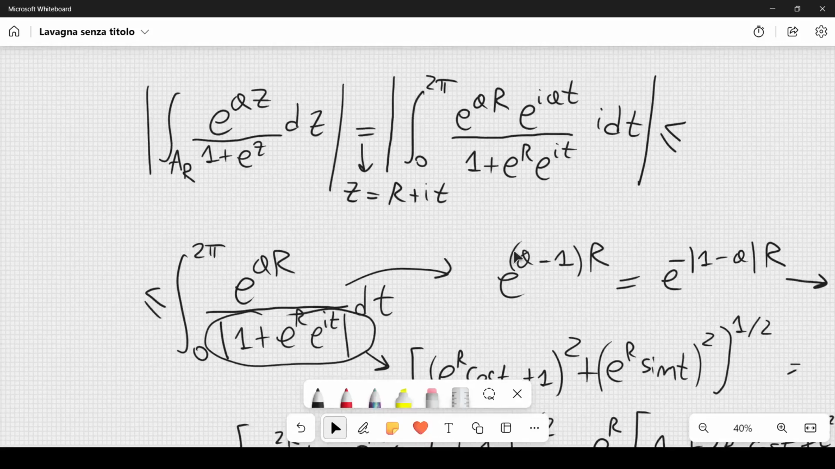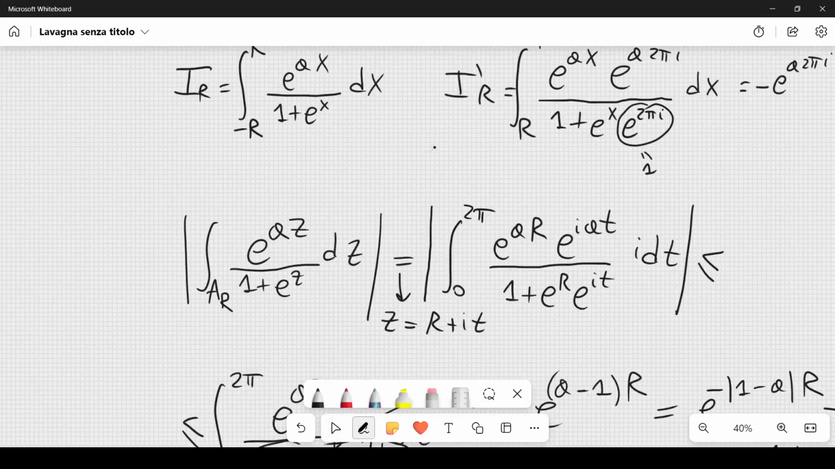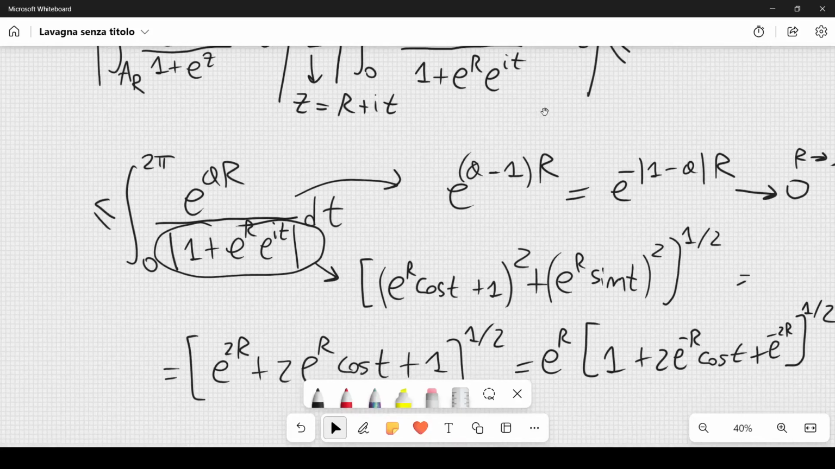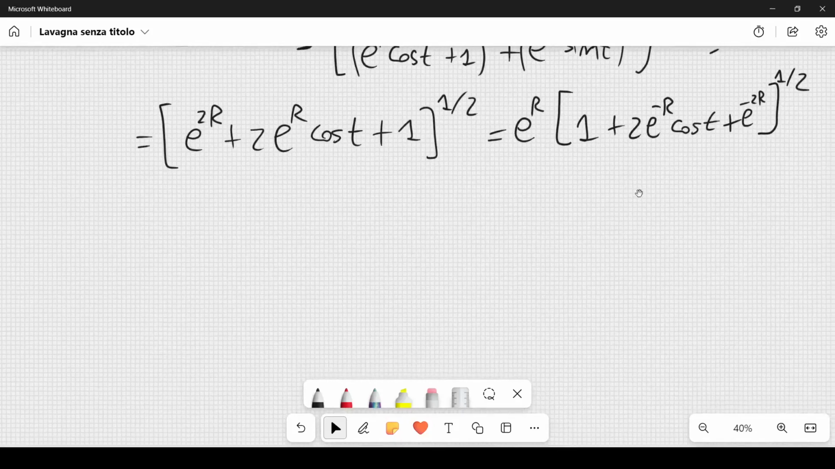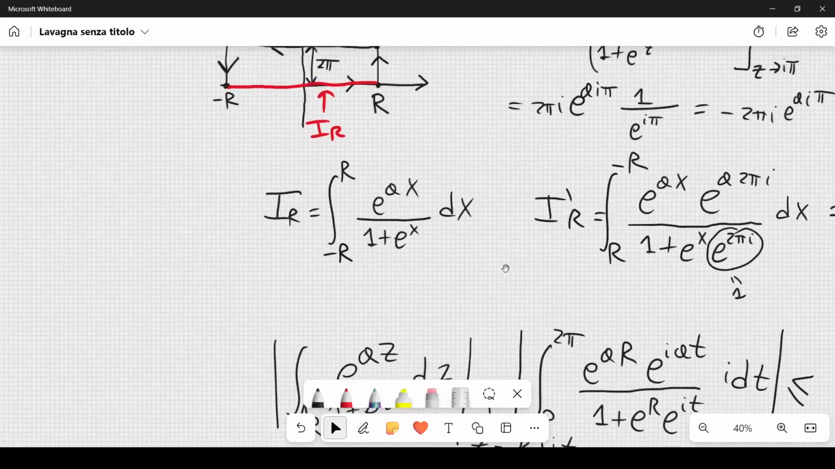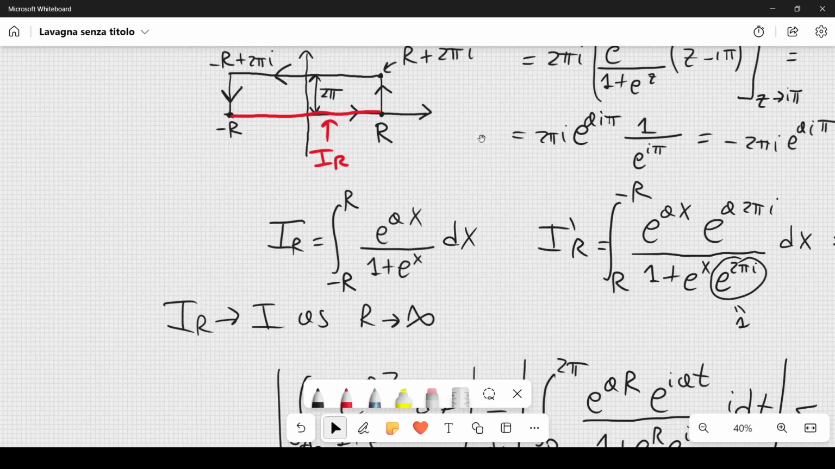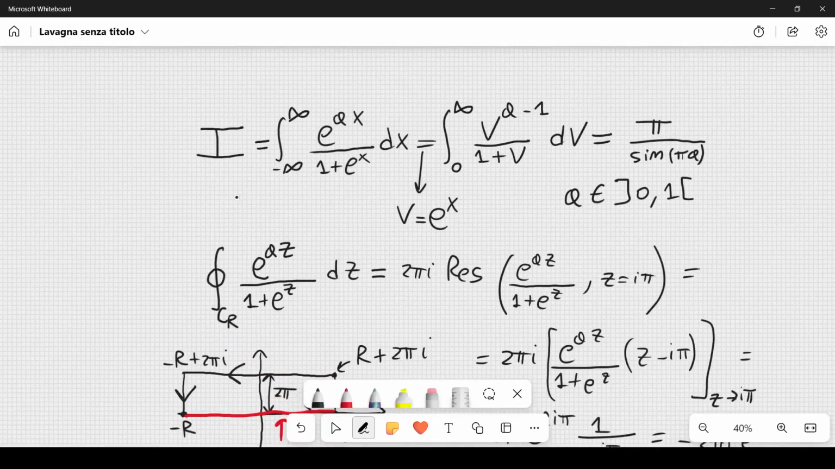And therefore, due to these considerations, you can see that the integral along the vertical line, the vertical side of the rectangle, this integral will go to 0. And the same holds for the left vertical side. It will also go to 0. Now, if you let r go to infinity, you can see that I sub r will go to I as r goes to infinity. And we defined I in here. It's quite easy to see.